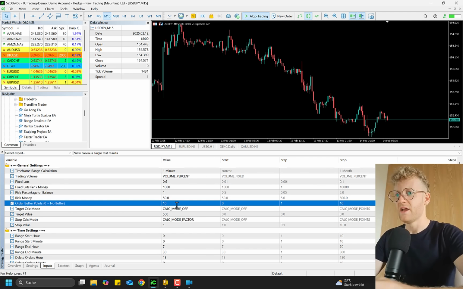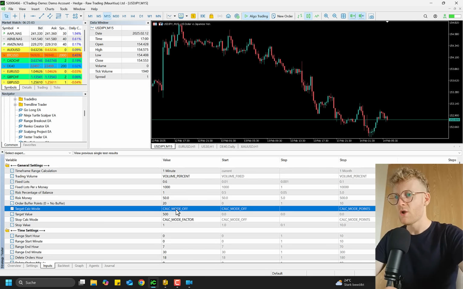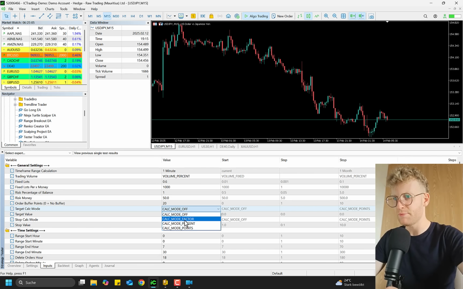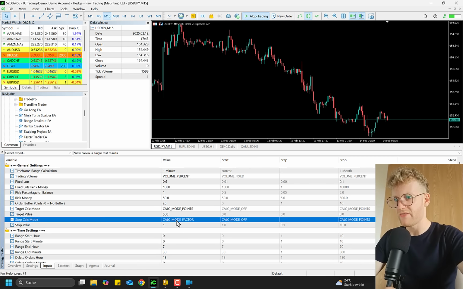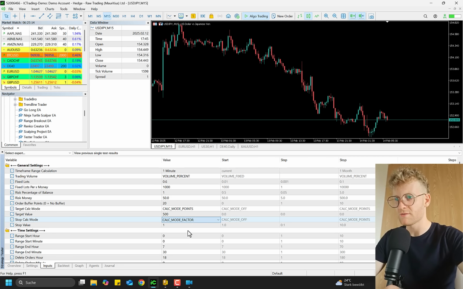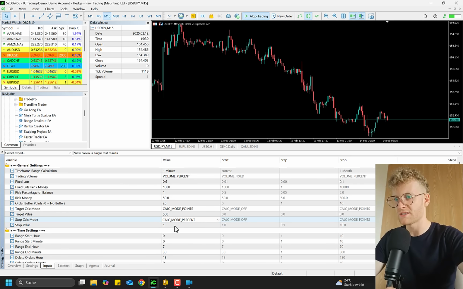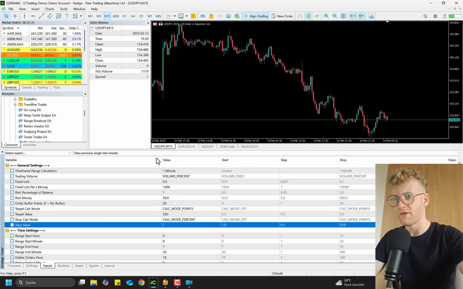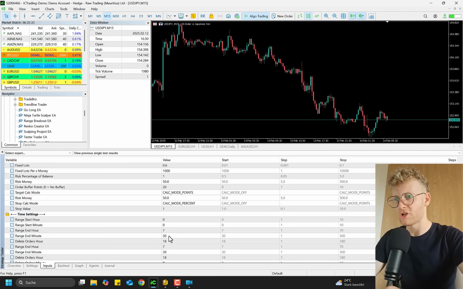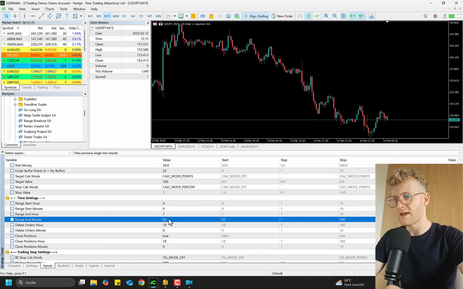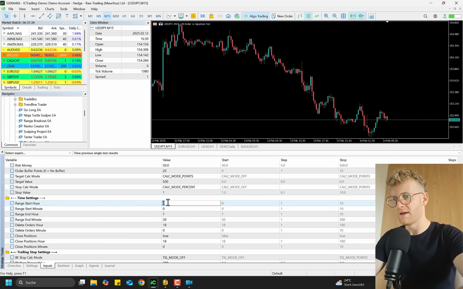Then we can say we want to place the order, let's say, 20 points above and below the range. We have the calculation mode for the TP, and let's say we want to have it 500 points in profit. And then we have the calculation mode for the stop loss. We can use the factor, that's my default setting, but you can use whatever you want. You can say I want to have it 1% of the range high or range low. And then we can change the time range. We could say we want to go from 3 in the morning to 8:30.